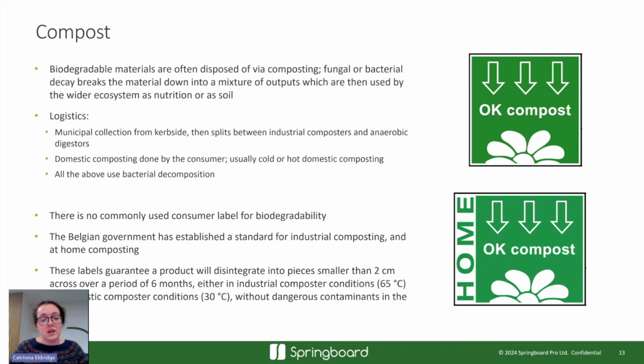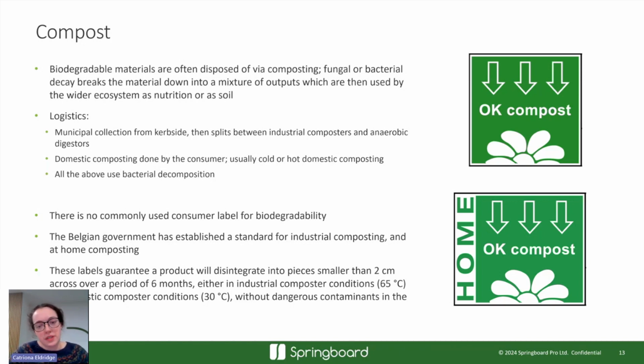So what these labels guarantee is that a product will disintegrate into pieces smaller than 2 centimeters across over 6 months. They won't leave dangerous contaminants in the compost. And in the industrial case, that's in a process running at 65 C. But in the domestic case, that's in a process running at 30 C, which is obviously not going to be as effective an environment at degrading things. So if a material can meet that, it's very useful to know.